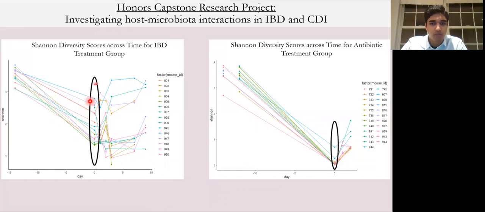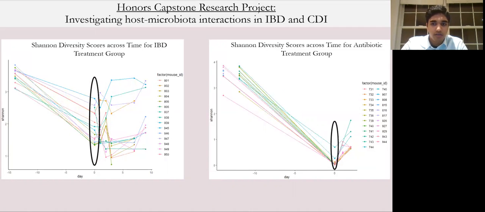I've outlined the day 0 time point on both graphs, since that's when both groups were challenged with C. diff spores. As you can see, while diversity decreases for both the IBD and the antibiotic groups, the IBD group has a much greater spread or variability at day 0.